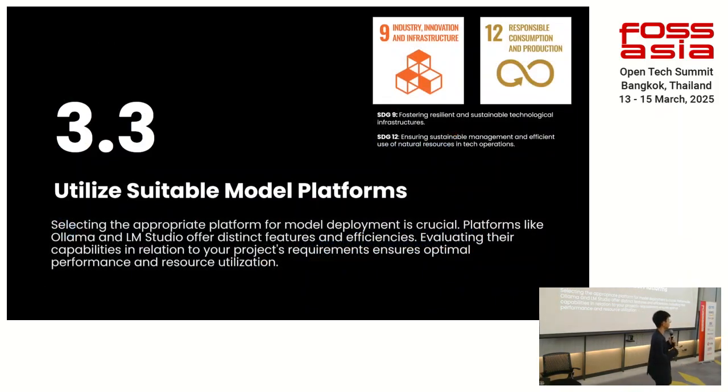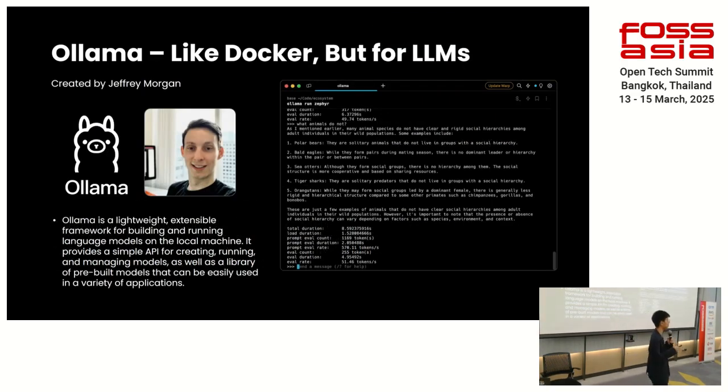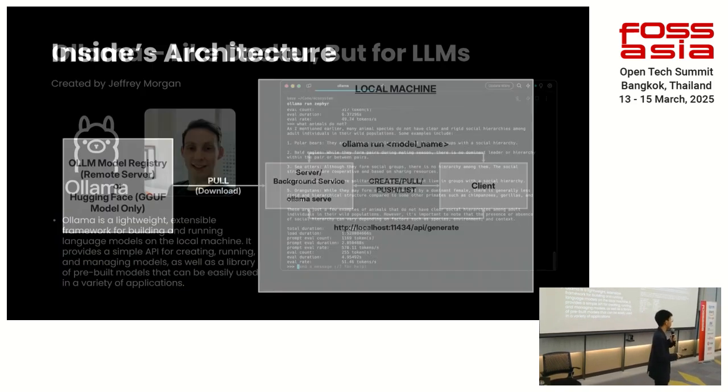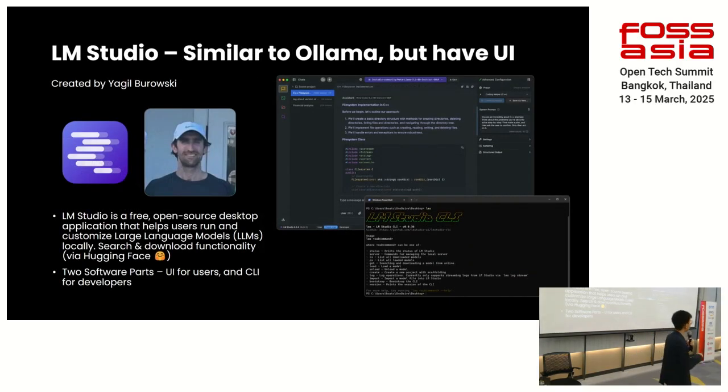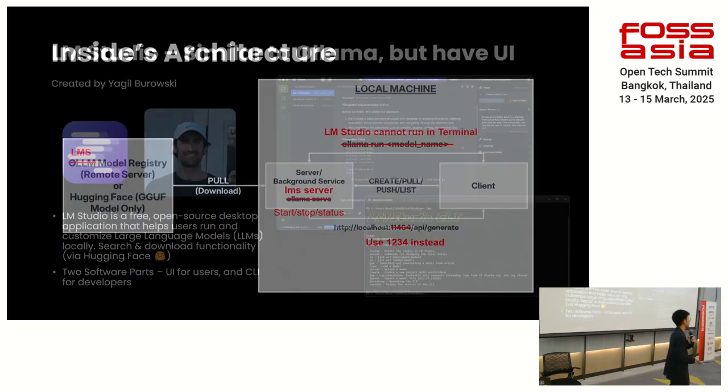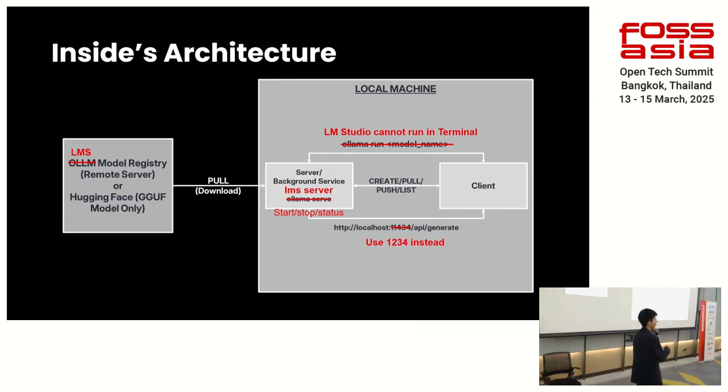The third one is to utilize a suitable model platform. I will show you two platforms that can be used to develop small language model deployment. The first one is Ollama, like Docker, but for LLMs. You can run it within the command line interface and just type in the terminal. We can see the inside architecture: we can bring the model from a registry and the marketplace, run it on the local machine, and deploy it in other apps. But LM Studio comes with a UI, right? Seamlessly, we just can't run models within the terminal or command shell.